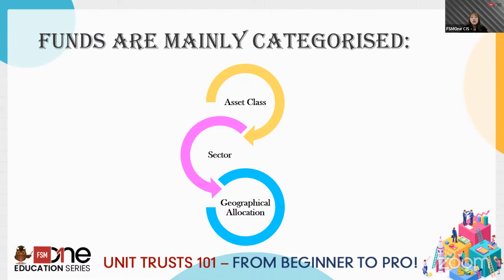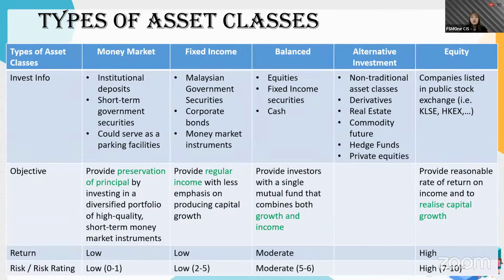So we will focus on the asset classes first. Within the asset classes, there are money market, fixed income, balanced fund, alternative investment, and also equity. Each of these classes has a variable risk level and reward.